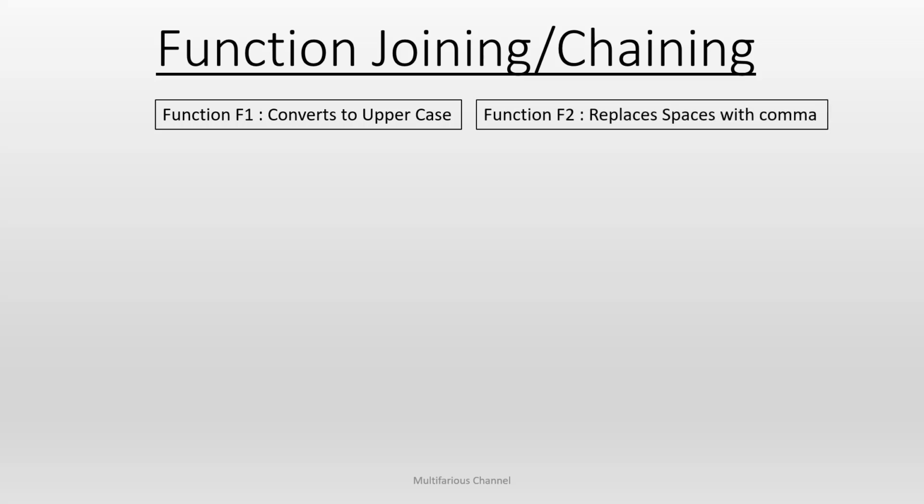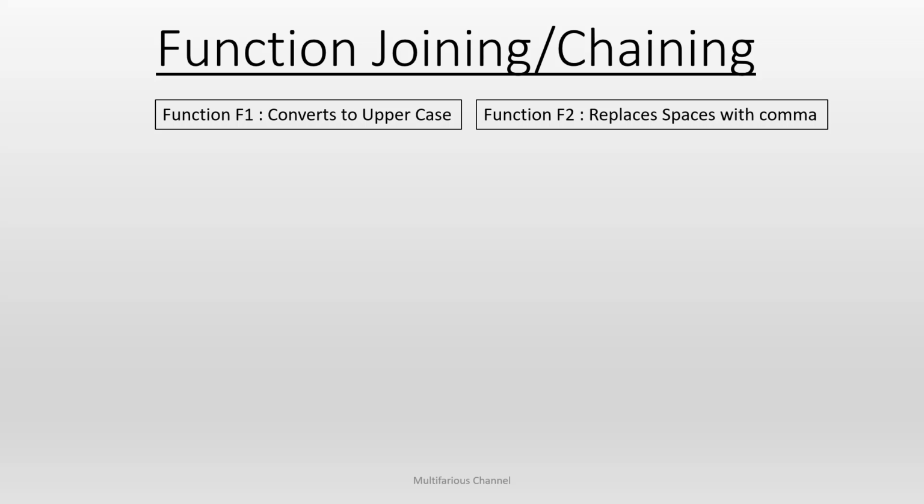What do you mean by joining and chaining? Joining means combining two or more functions to form a single function. So let's consider a simple example here. Let's say I have a function f1 that converts a string to uppercase, and then I have another function f2 that replaces the spaces and comma in the input string.